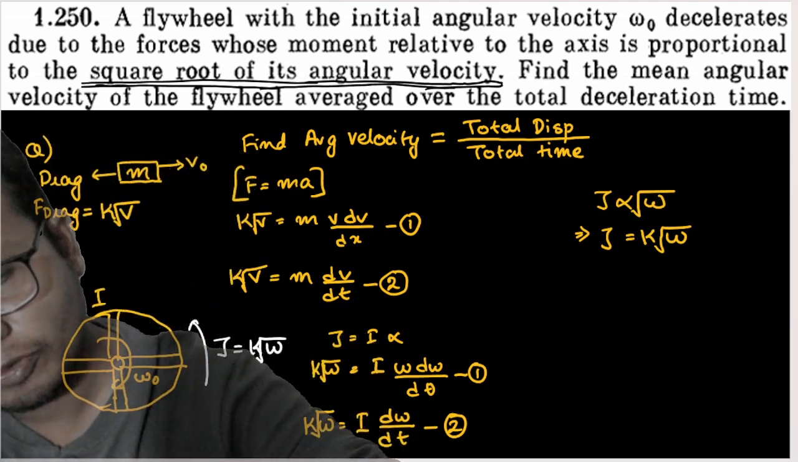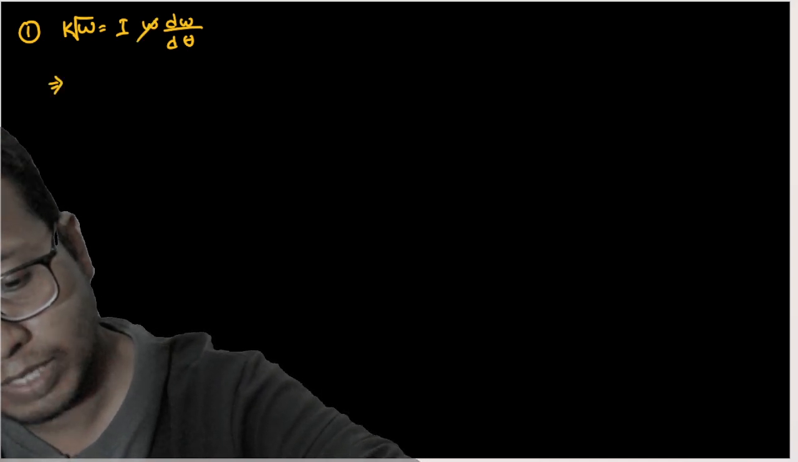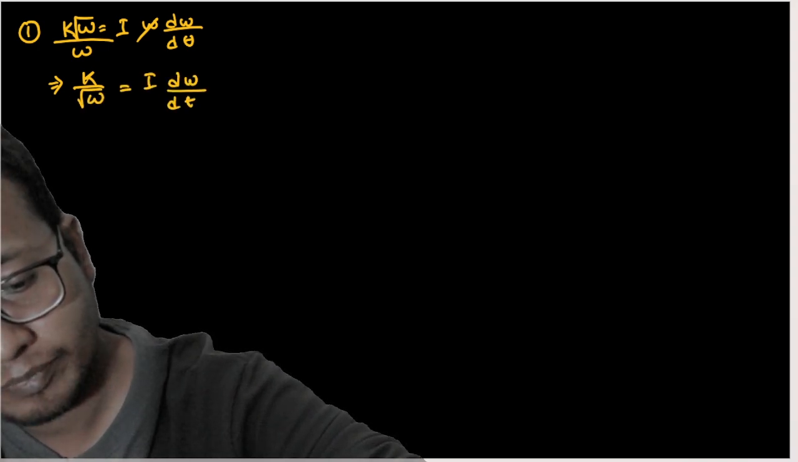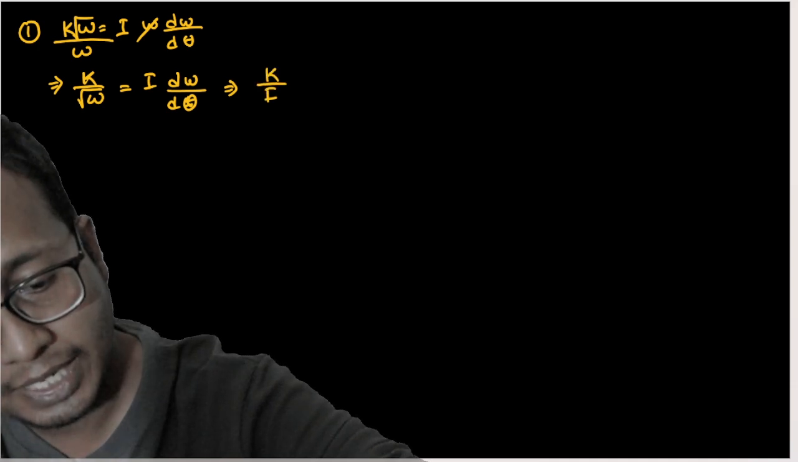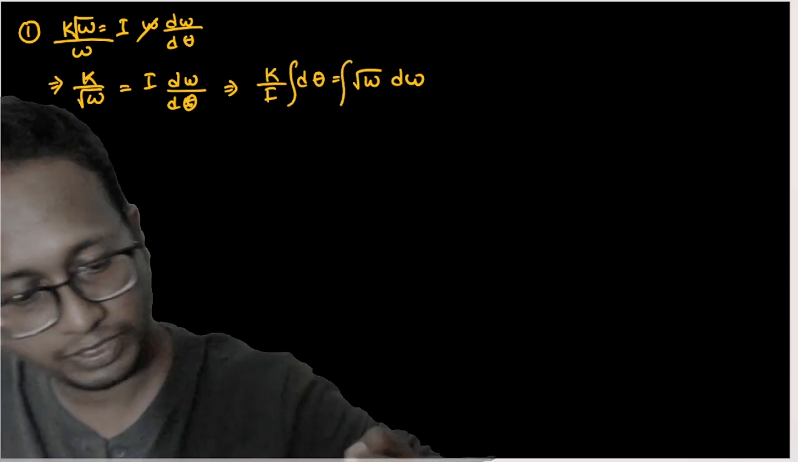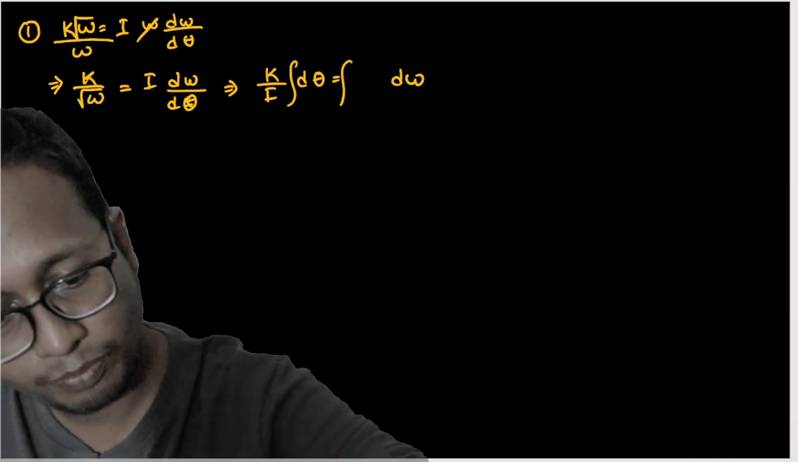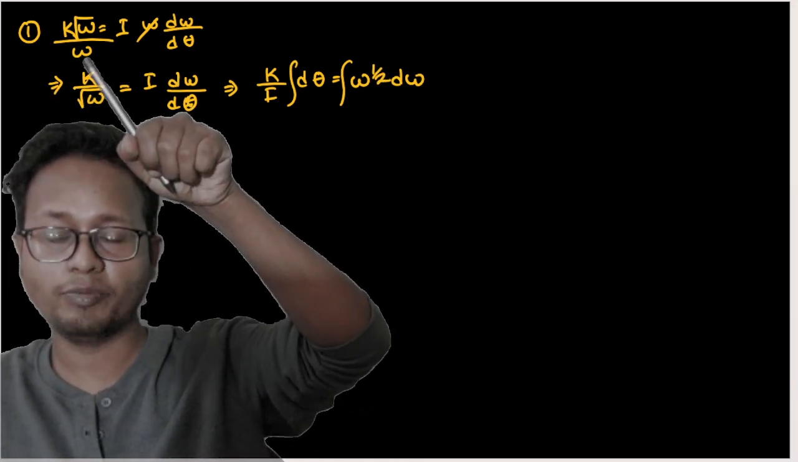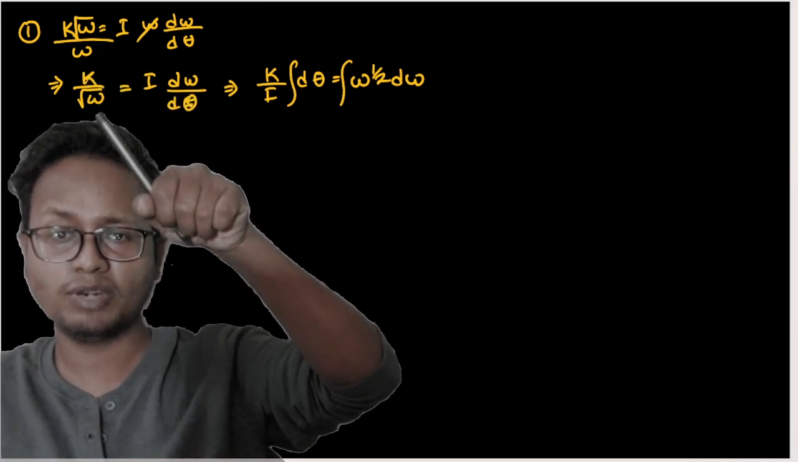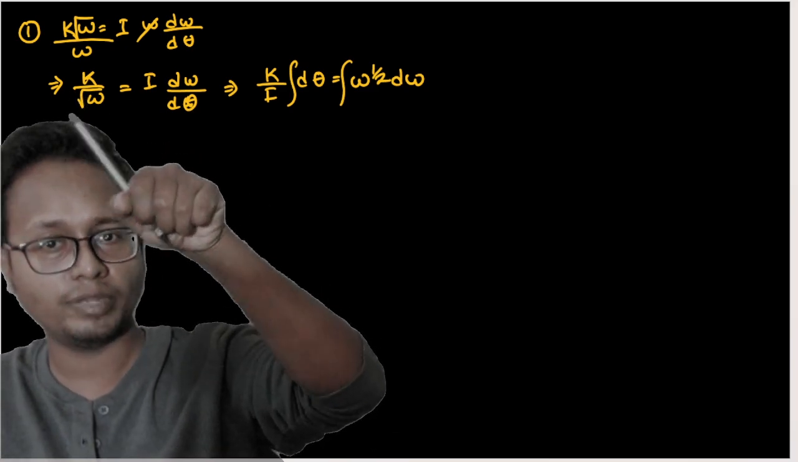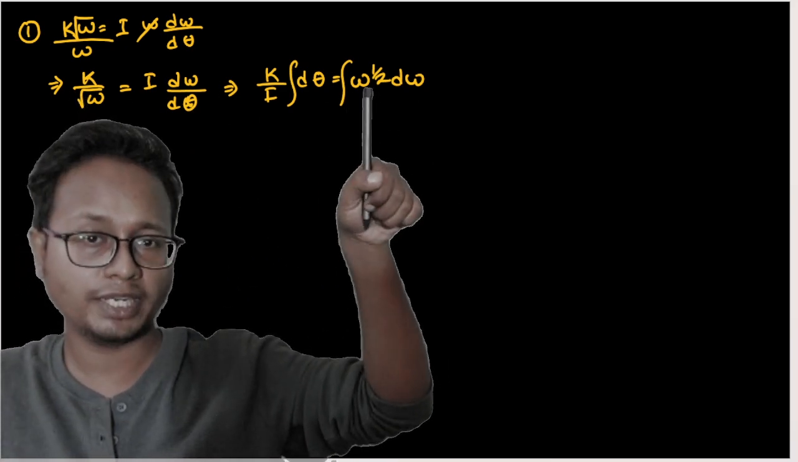So we follow the same approach as before. K under root of omega equals I d omega by d theta, or K by under root of omega is equal to I d omega by d theta, or K by I into d theta is equal to under root of omega d omega. I have brought this omega down here. Now omega can be written as under root of omega into under root of omega, so one of the under root omega will get cancelled, isn't it? If I send d theta to the left hand side and under root of omega to the right hand side, I get this equation. And under root of omega can be written as omega to the power 1 by 2.